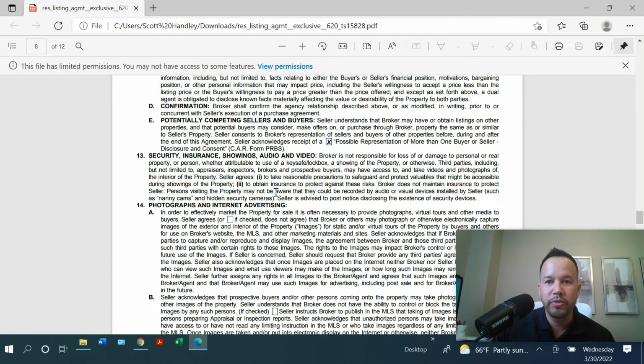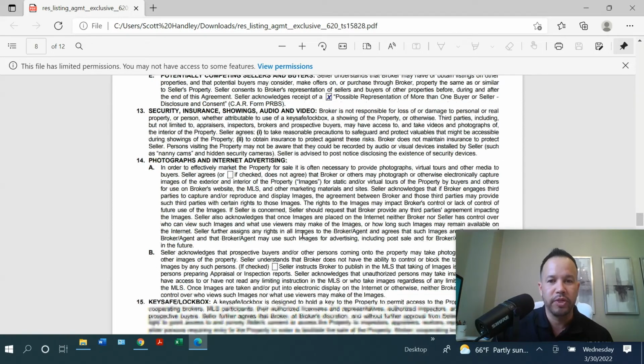Broker is not responsible for the loss or damage to personal or real property or person, whether attributable to use of a lockbox, key safe, a showing of the property, or otherwise. So we are not responsible for any damages or theft on the property, and we are stating that. Okay. Also, if they do have stuff that's very important, make sure that you tell them during this time. You're going to want to make sure you lock that up in a safe or a nice hidden spot, or take it off the property if it has a lot of value to it.